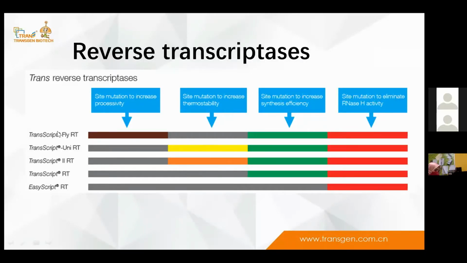And the other one is the transcript fly reverse transcriptase. It can only survive at a temperature of 42, so it doesn't show very good thermal stability. But it has been engineered to increase the speed. It can do the whole experiment very quickly, finishing the whole process in just 5 minutes. So when we use fly, it means the experiment is done so quickly.